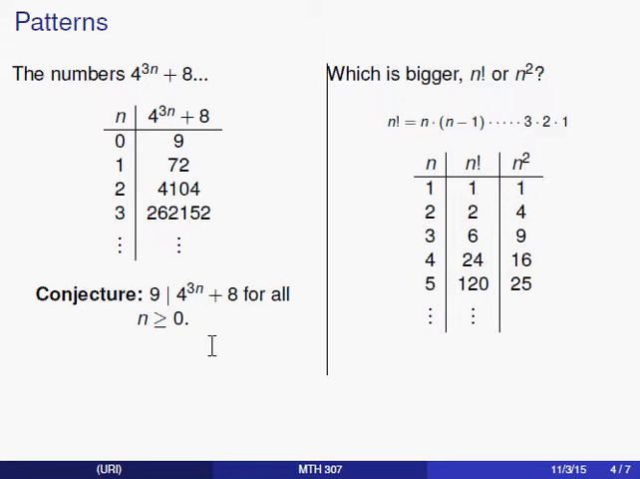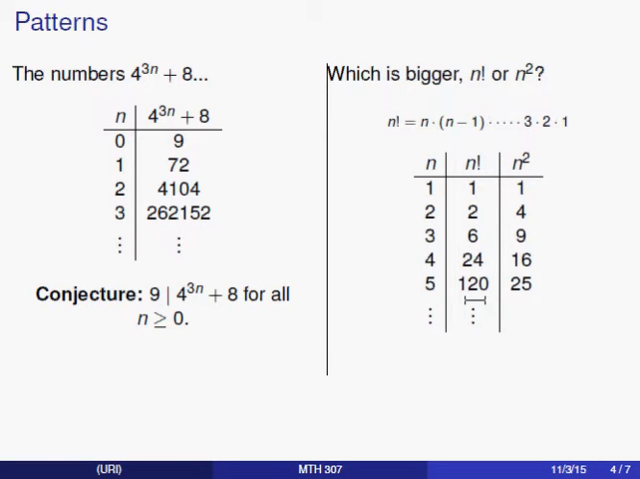On the other hand, if we take a look at another question, you might ask yourself, which is bigger, n factorial or n squared? Now, n factorial is something that you may or may not have run into in other math classes, but it's a pretty simple idea. n factorial just means take all the numbers from n counting down to 1, and multiply them all together. So for instance, 3 factorial is 3 times 2 times 1, which gives me 6. 5 factorial is 5 times 4 times 3 times 2 times 1, and that gives me 120.